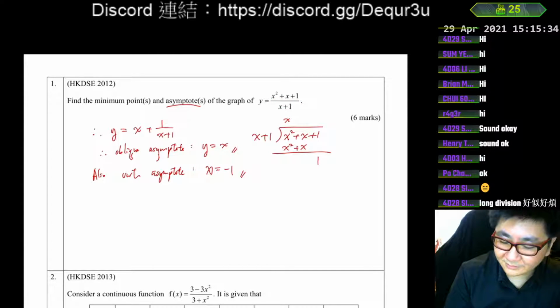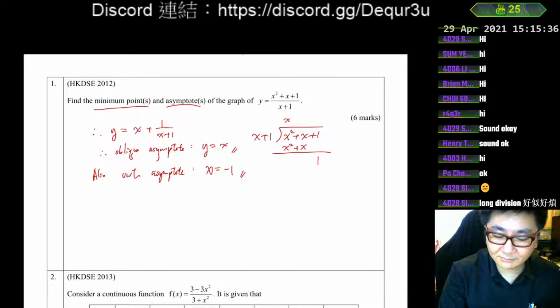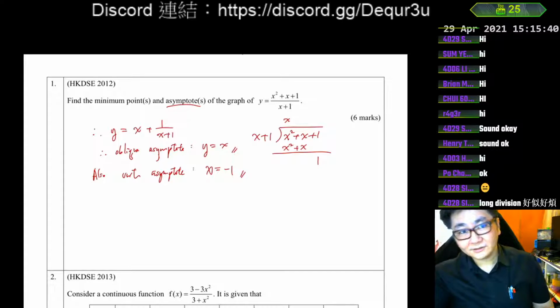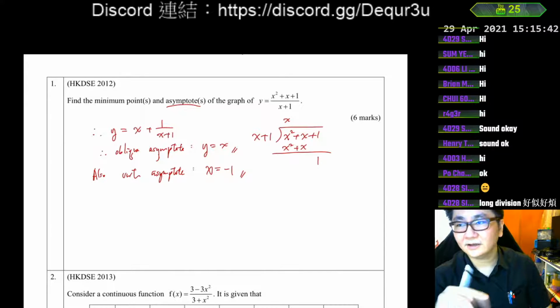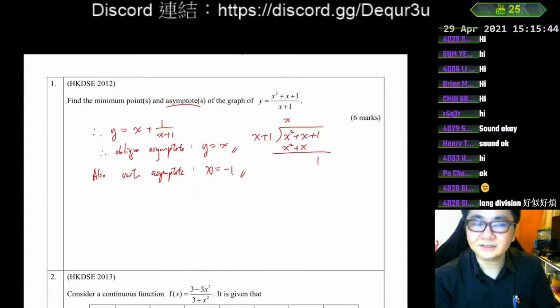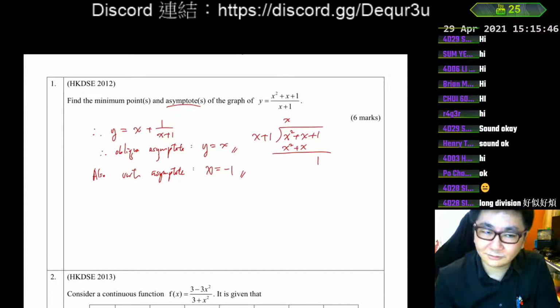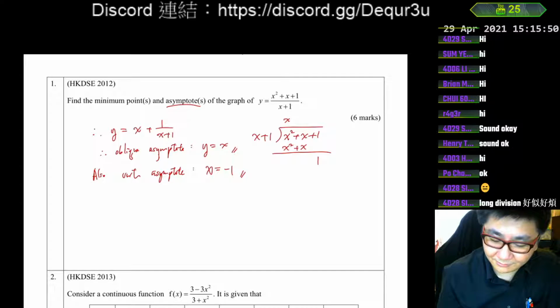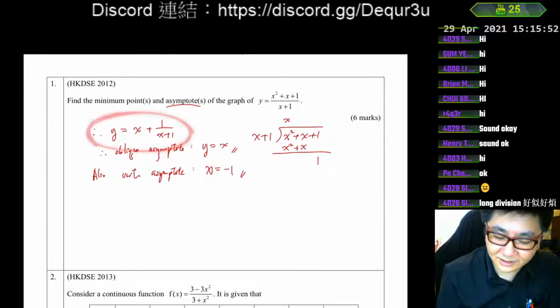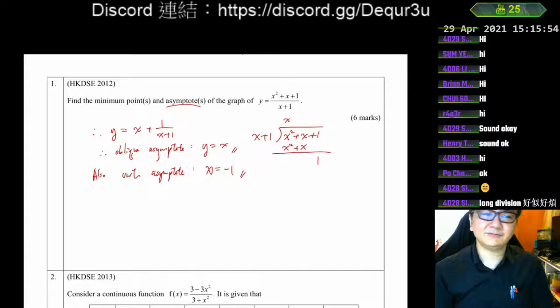Okay, so maybe we stop here and go on to the minimum point later. If you have not, you may also prepare this curve sketching worksheet, and then tomorrow we will do some exercises from here. Tomorrow we will also see how this long division helps us with the minimum point as well. Therefore, I find the asymptote first.